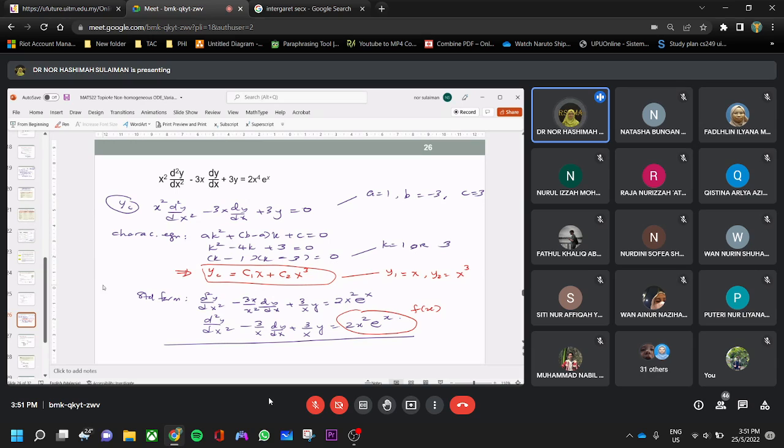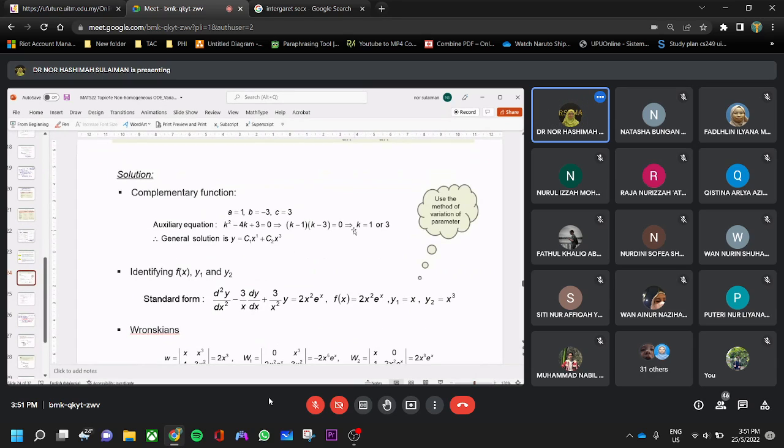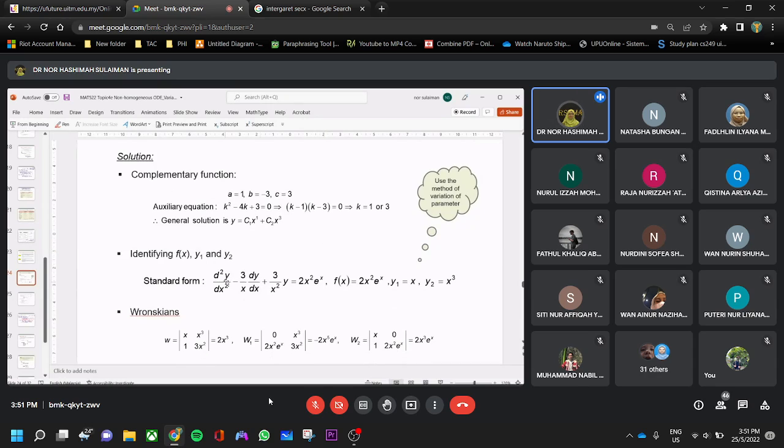Okay, so we go back to the working tadi tu. Kita dah dapat ini tadi, general solution, yang ini complementary solution, right? Lepas tu kita dah tukar equation dalam bentuk standard form and f of x is taken to be 2x squared e to the x. Y1 adalah x, Y2 adalah x kuasa 3.